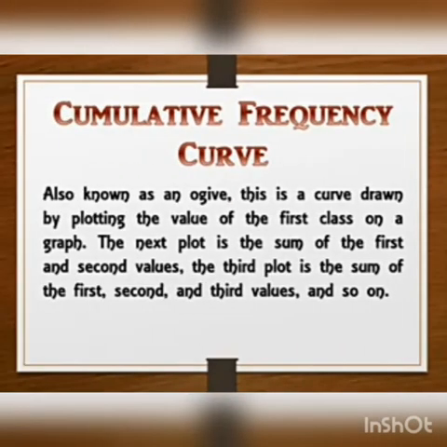Now, let us know what is a cumulative frequency curve. Also known as an ogive, this is a curve drawn by plotting the values of the first class on a graph. The next plot is the sum of the first and second values. The third plot is the sum of the first, second, and third values, and so on.